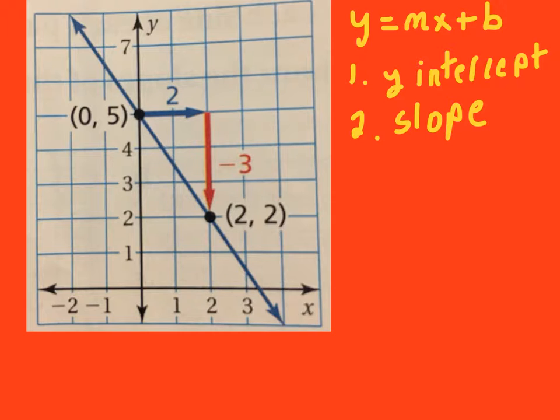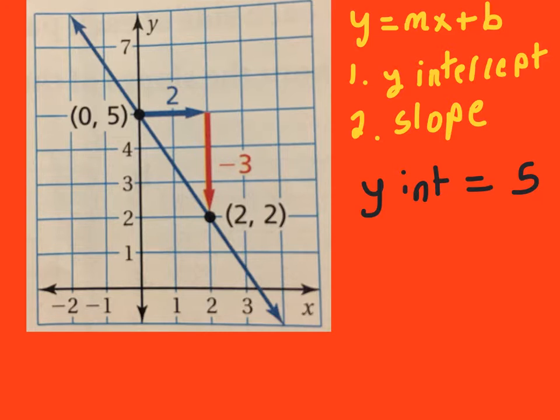First step is to find the y-intercept. So to find the y-intercept, remember what the y-intercept is? It's where this line crosses the y-axis. It crosses the y-axis at what point? 0, 5, right? So our y-intercept equals 5. And that's a positive 5, isn't it? Because it's above the x-axis.